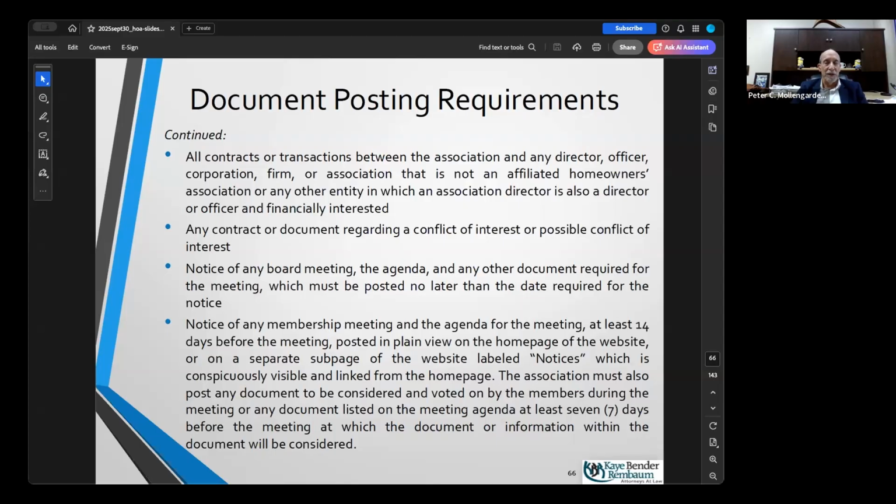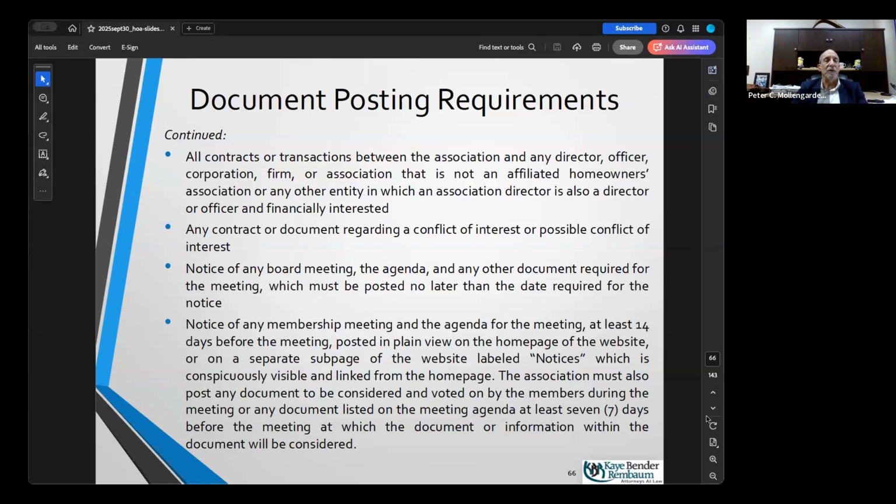Notice of any board meeting and the agenda and any other document required for the meeting, which must be posted no later than the date required for the notice to be posted. Notice of any membership meeting and the agenda for the meeting has to be posted at least 14 days before the meeting, in plain view on the home page or on a separate subpage labeled notices, which is conspicuously visible and linked from the home page.